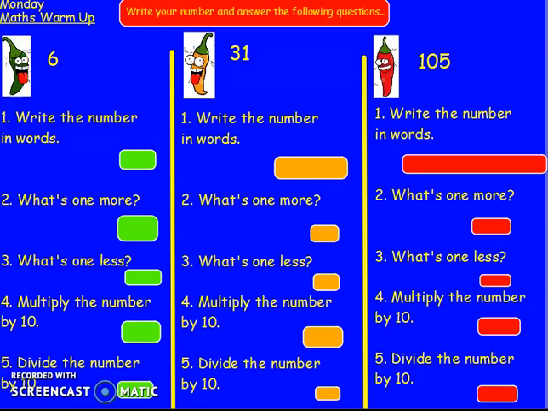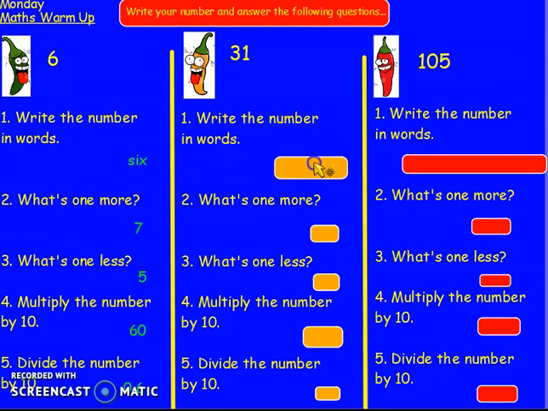Welcome back. You can mark your answers with your blue pen or pencil if you don't have one. Let's have a look at the mild challenge first. You had the number 6, and this is how you write it in words. What's one more than 6? Shout the answer out. 7. What's one less than 6? 5. Can you multiply the number by 10? 6 times 10 equals 60. Can you divide the number by 10? Remember, the digits go one place to the right, 0.6. Give yourself a mark out of 5.